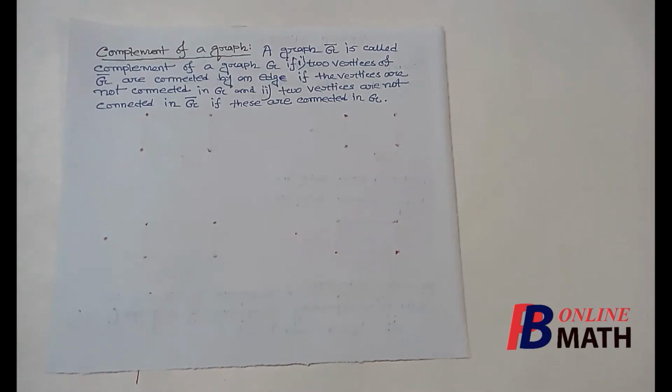So a graph G bar is called the complement of a graph G if we take any two vertices of G, then if the vertices are not connected by an edge in G, these two vertices must be connected by an edge in G bar. And conversely, if any two vertices of G are connected by an edge, then these two vertices must not be connected by an edge in G bar. So let us give one example.